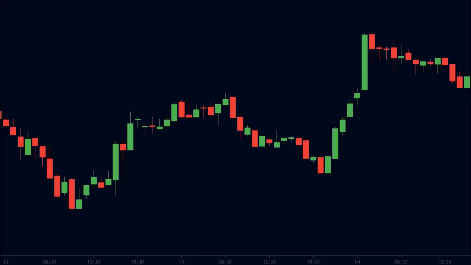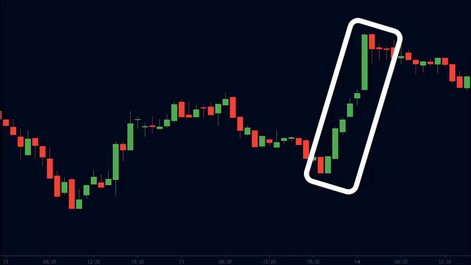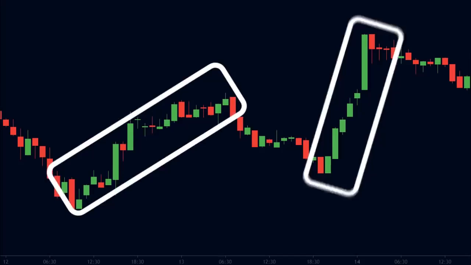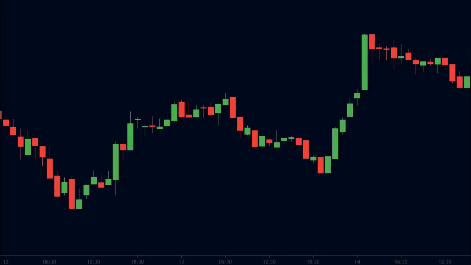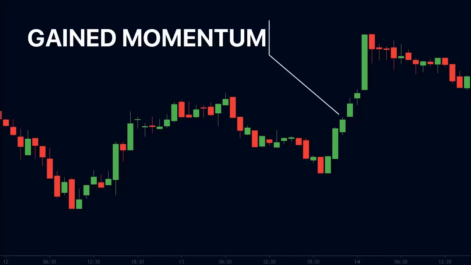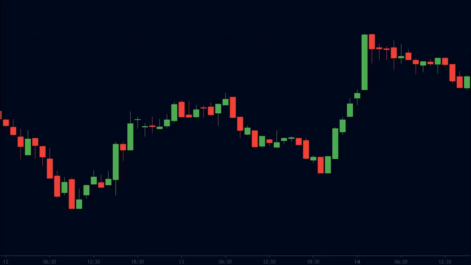For example, look at this chart. Here we can see that this up move is steeper than the previous up move. This means that the buyers are still stronger and have gained strength. In other words, the up move has gained momentum. Hence, we can expect the trend to continue.